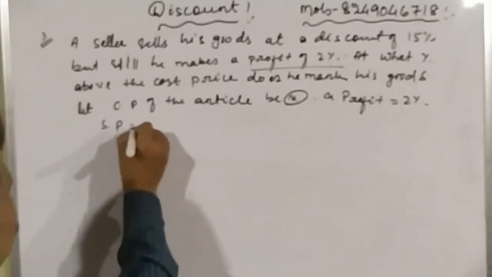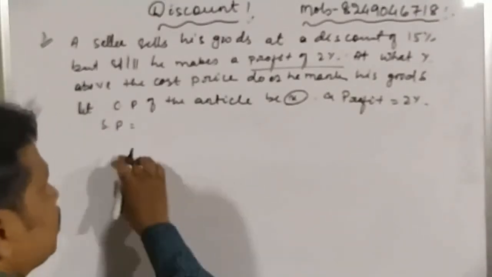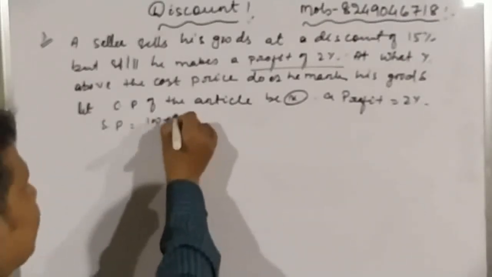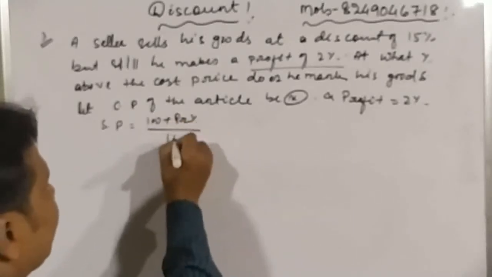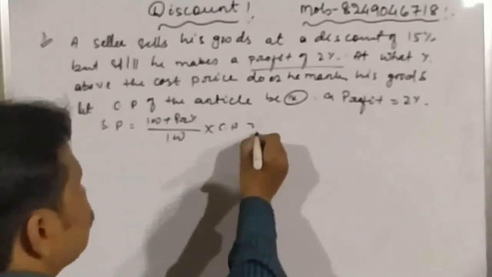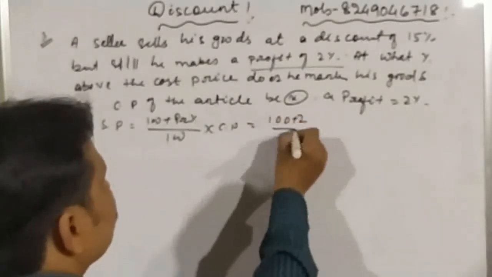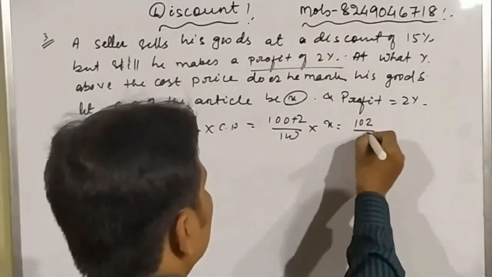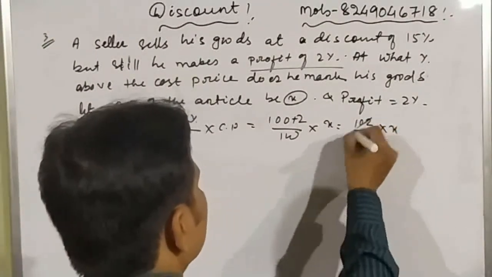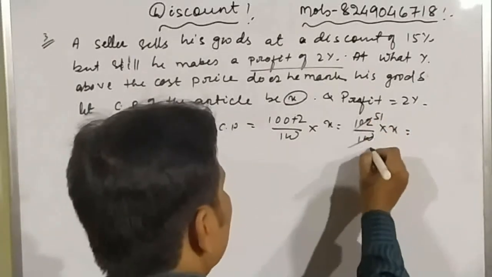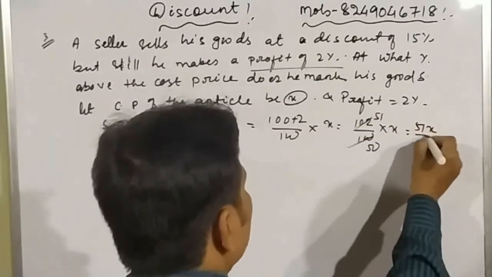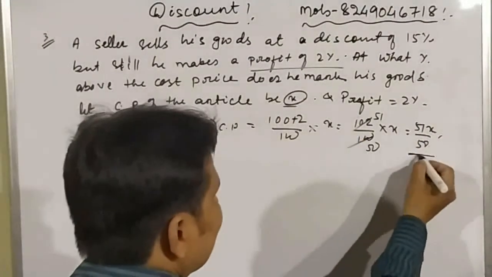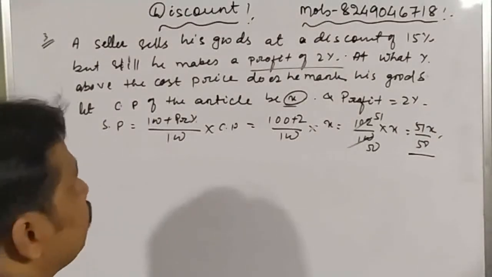So for the selling price, we can use the direct formula here. What is the direct formula? Selling price of an article is equal to 100 plus profit percentage divided by 100 into cost price, which is equal to 100 plus 2 divided by 100 into X, which is equal to 102 by 100 into X, and it can be cancelled. The result is 51 and this is 50. So 51X by 50. This is the selling price. The cost price is equal to X and the selling price is equal to 51X by 50.